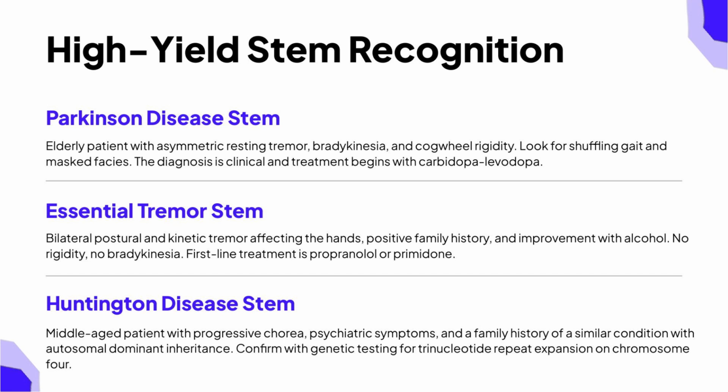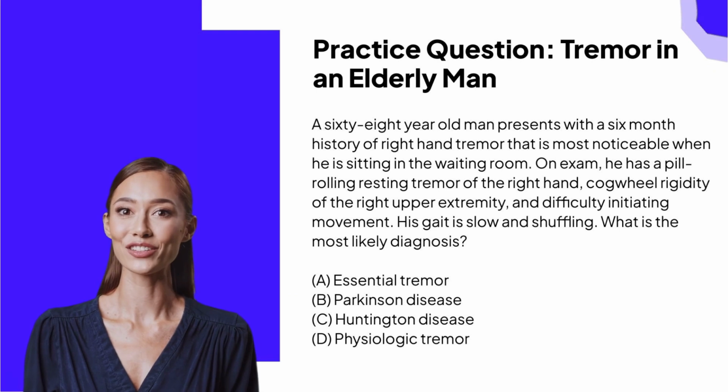For a Huntington disease stem, look for a middle-aged patient with progressive chorea, psychiatric symptoms, and a family history of a similar condition with autosomal dominant inheritance. Confirm with genetic testing for trinucleotide repeat expansion on chromosome 4. Here is our first practice question.